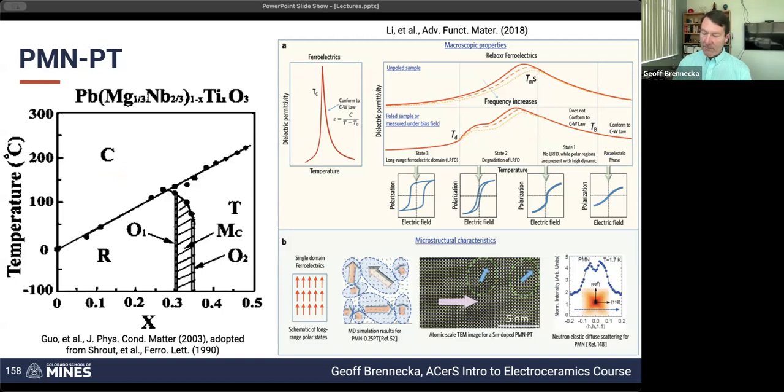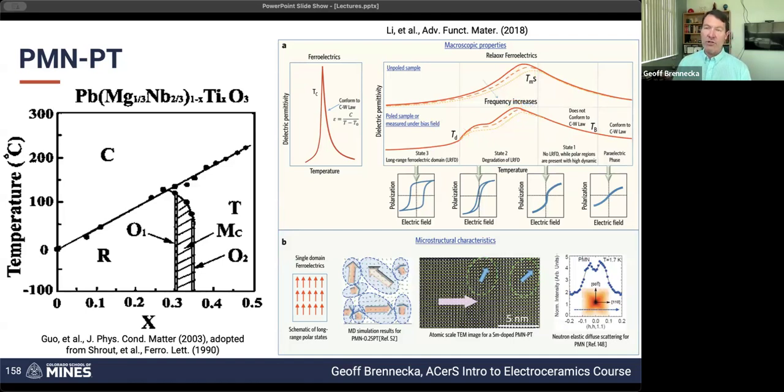And as we cool it down, it doesn't follow the Curie-Weiss law, which we talked very briefly about earlier. But then we get into this maximum in permittivity that corresponds to the structural phase transition. And then we get this region of very high frequency dispersion, but still really high permittivity.